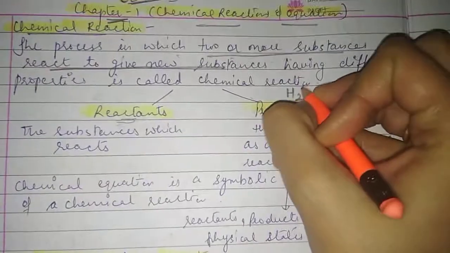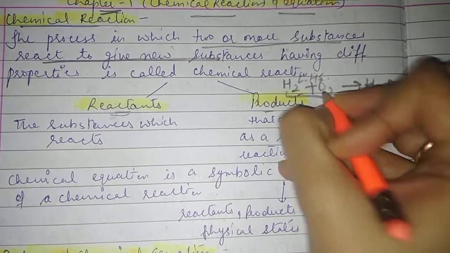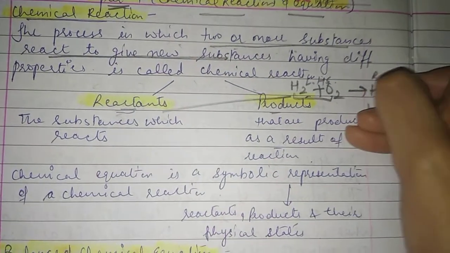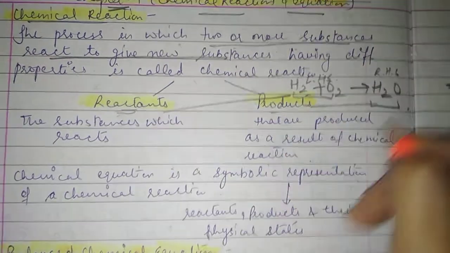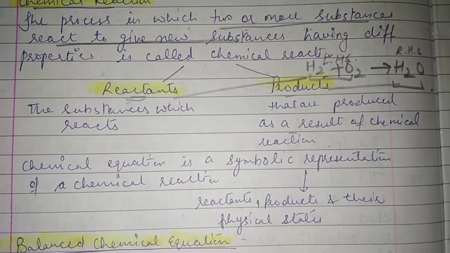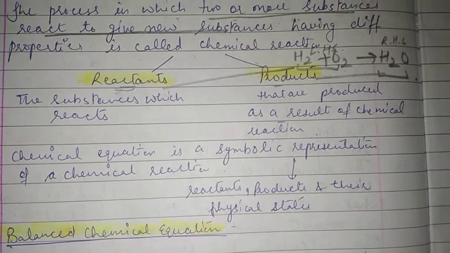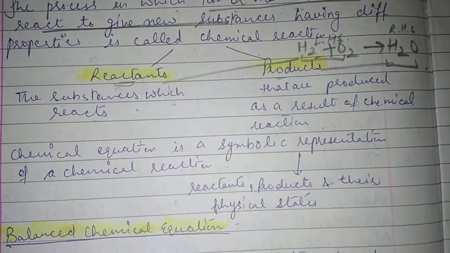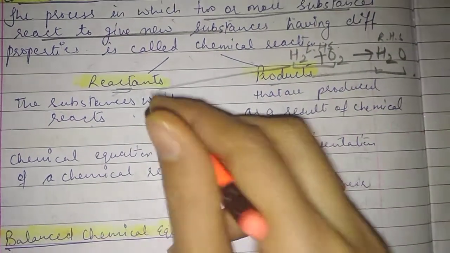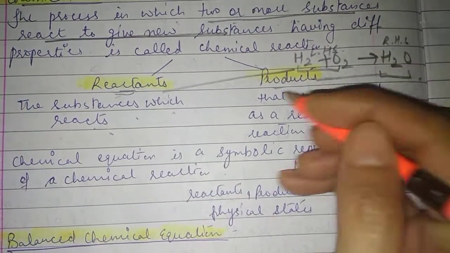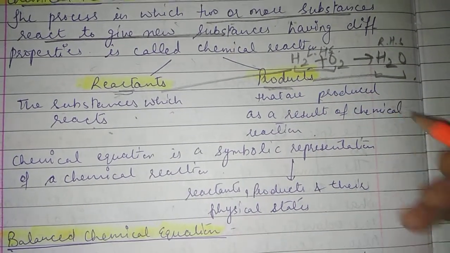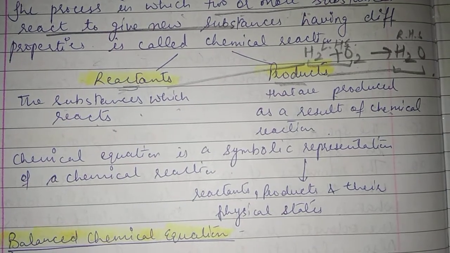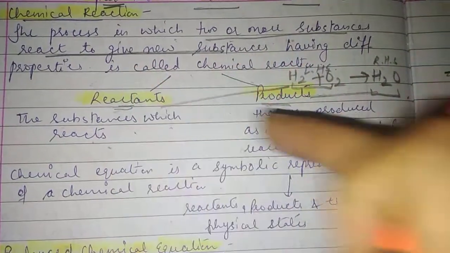The left hand side of the reaction is known as the reactants and the right hand side is the products. Now what do you mean by reactants? Reactants are those substances which react together to form a new product. Products are those produced as a result of the chemical reaction. Now that's all about the chemical reaction.